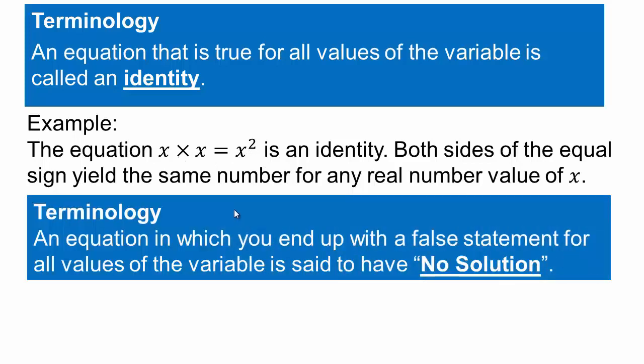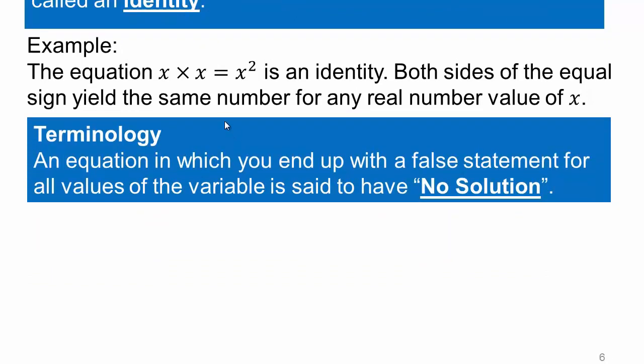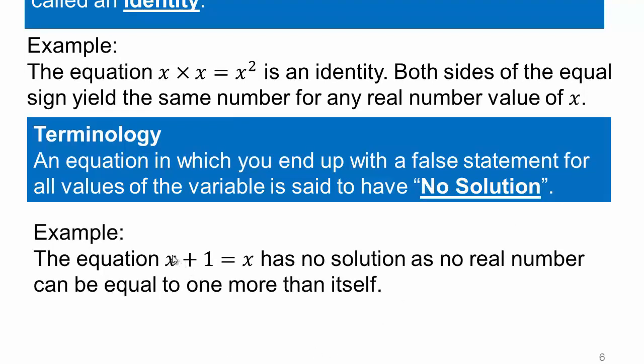An equation in which you end up with a false statement, no matter what value of the variable you put in, is said to have no solution. So for example, let's try x plus 1 equals x. No matter what x value I pick, and I add a 1 to it, I'm always going to get a number that's 1 bigger. I'm never going to get the original number, no matter what I do. So therefore, this equation is not going to have a solution. So I will have to say no solution. No real number satisfies this property.